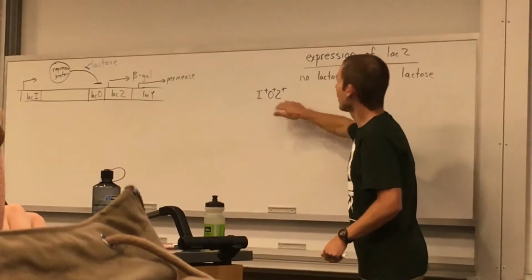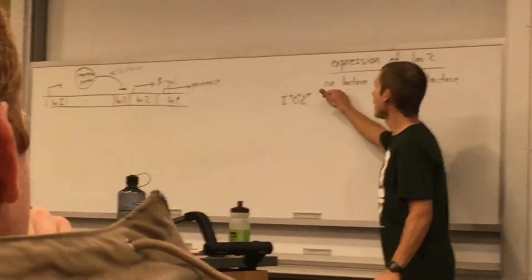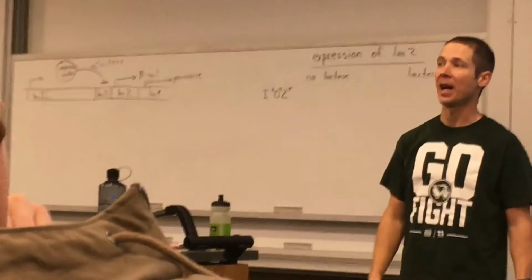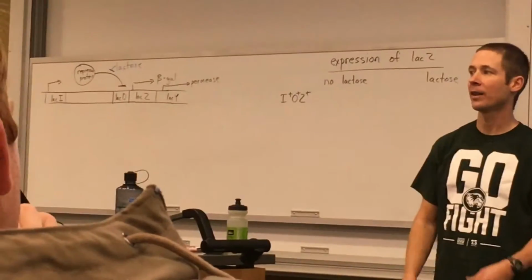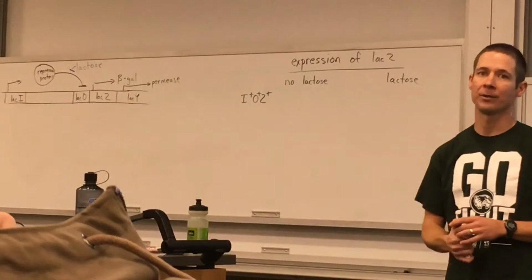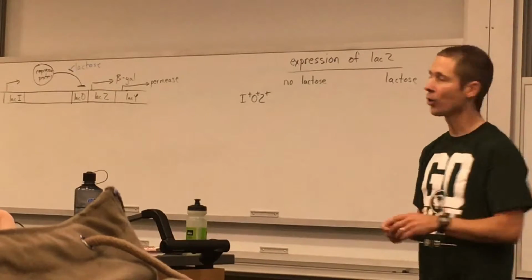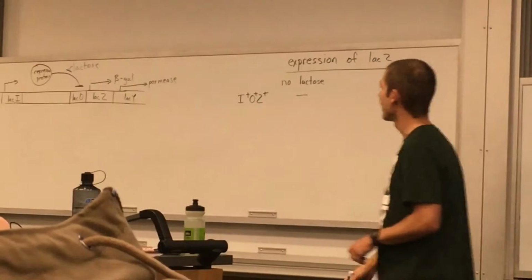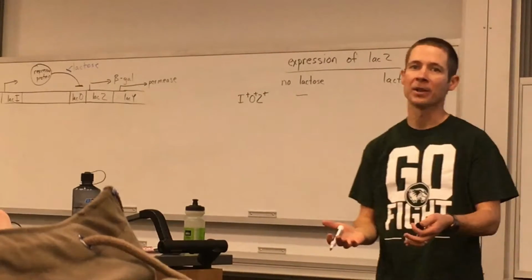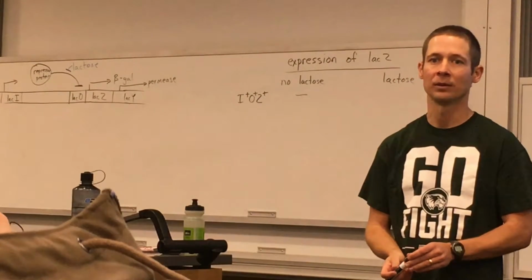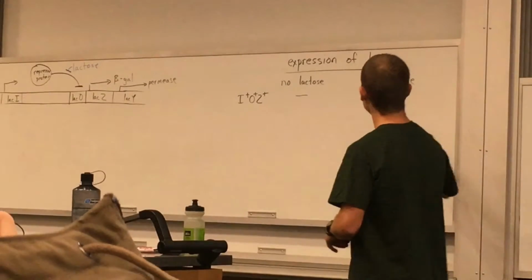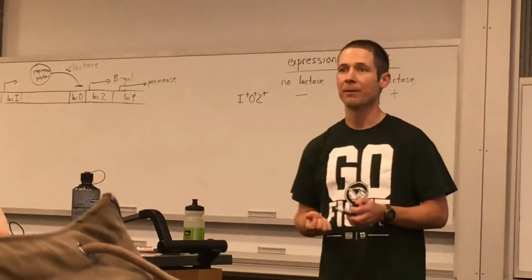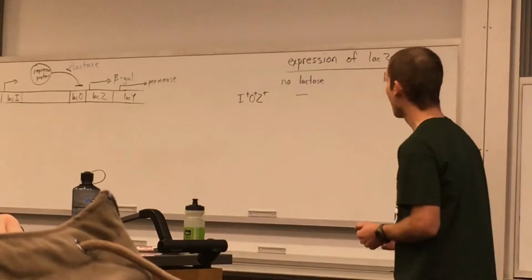if we want to look at expression of LAC-Z, what would we expect to see if there isn't any lactose present inside the cell? Should LAC-Z be turned on or turned off? Turned on. Yeah, it should be off. And then when there is lactose inside the cell, what should happen to LAC-Z expression? On, exactly right.